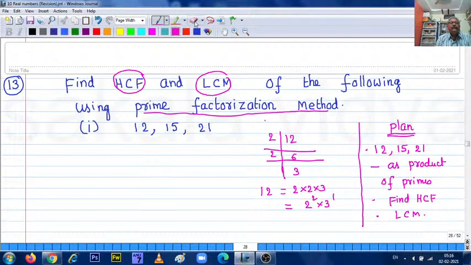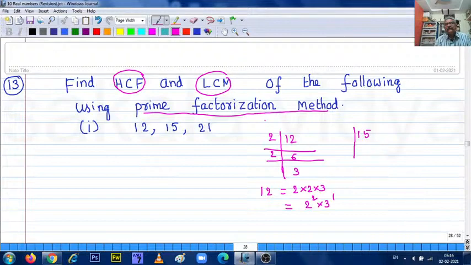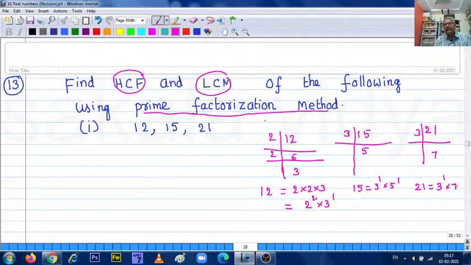Next, take 15. 15 cannot be divisible by 2, so try with 3. 3 fives are 15, that's all. So 15 is equal to 3 power 1 into 5 power 1. Next 21. 21 divide with 3, 3 sevens are 21. So 21 equals 3 power 1 into 7 power 1. This is called prime factorization.